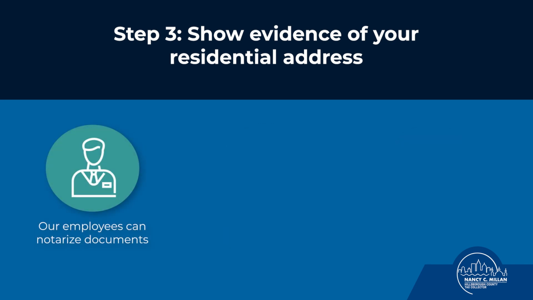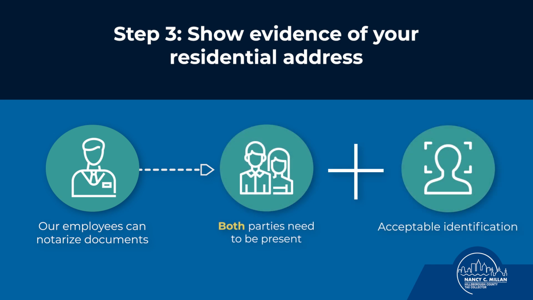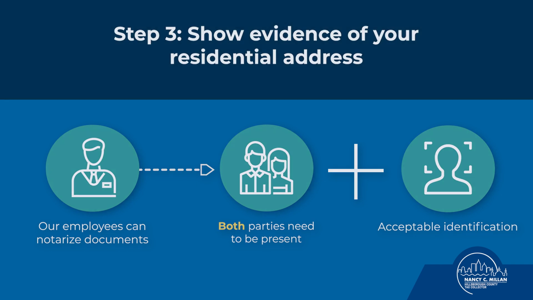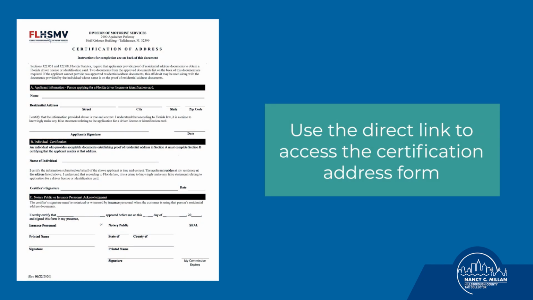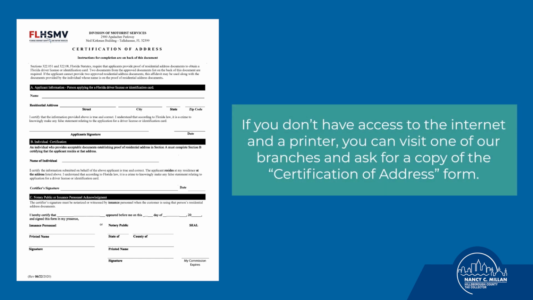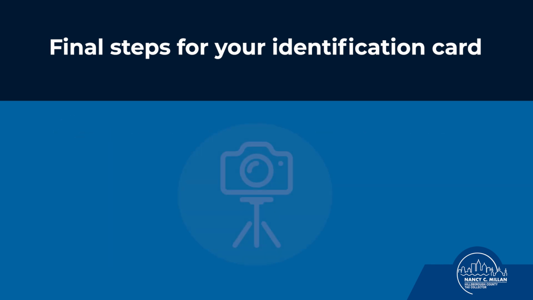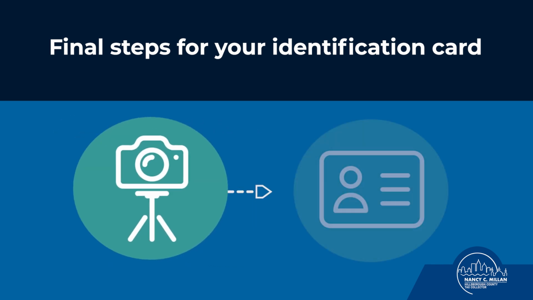Our employees can also notarize this document, as long as both parties are present in our office with acceptable identification, such as a driver's license, identification card, or an unexpired passport. You can find the certification of address form using the link in the description section of this video. If you don't have access to the internet and a printer, you can visit one of our branches and ask for a copy of the certification of address form. Once you have met all the requirements, they will take your photo and give you your identification card.